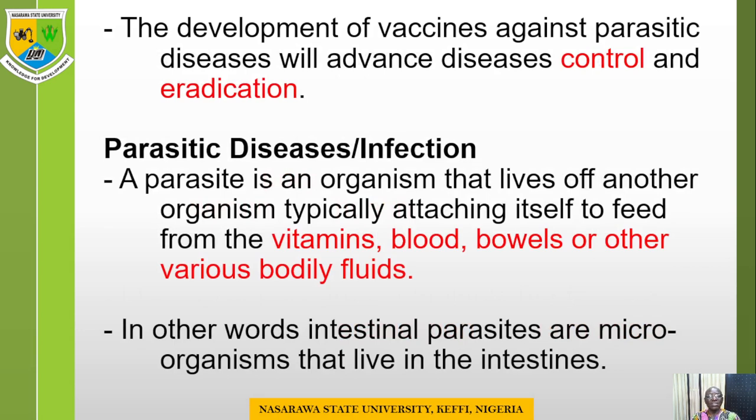Most importantly, I want to mention lastly the development of vaccines against parasitic diseases, which will advance disease control and eradication. If we could have vaccines produced against certain infections in society, it is one of the major means of disease control. It can also be considered eradication of that particular infection or disease organism, because once there is a vaccine, no matter how the organism exists, it won't increase; it will be rendered redundant, and the process of eradication will have been achieved. That's what I mean by advancing disease control and eradication through the development of vaccines against parasitic diseases.